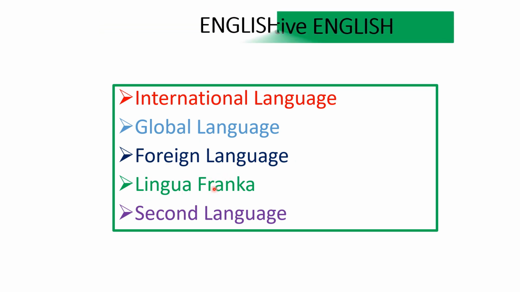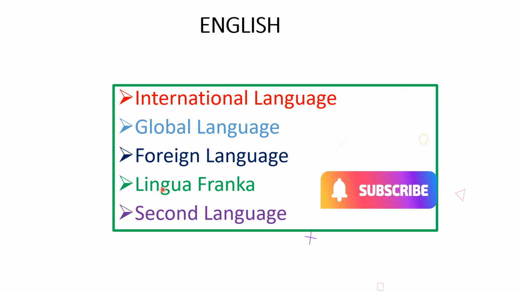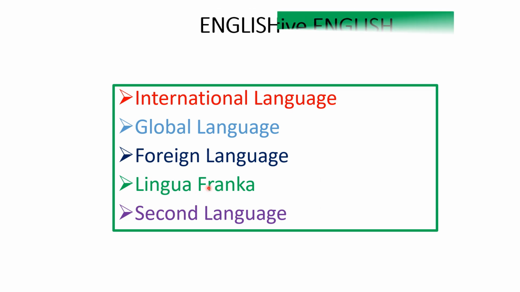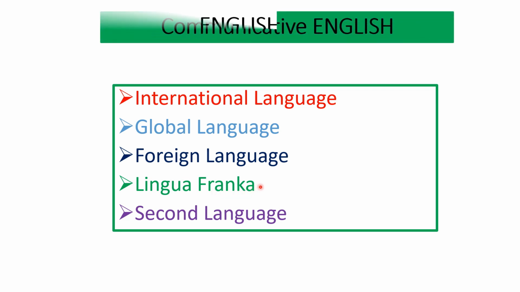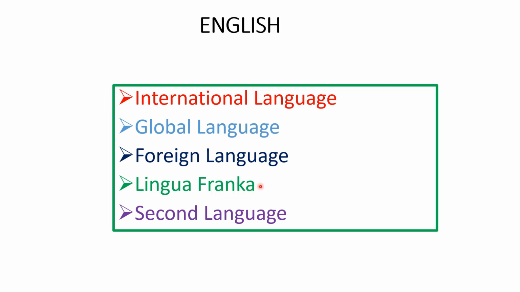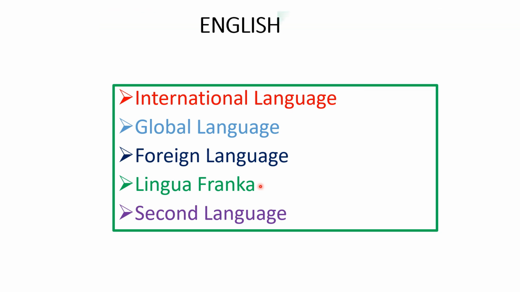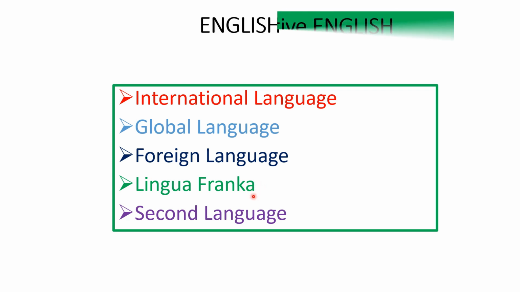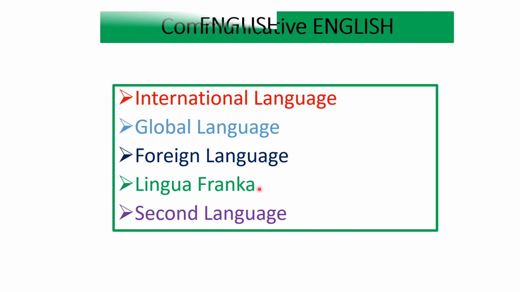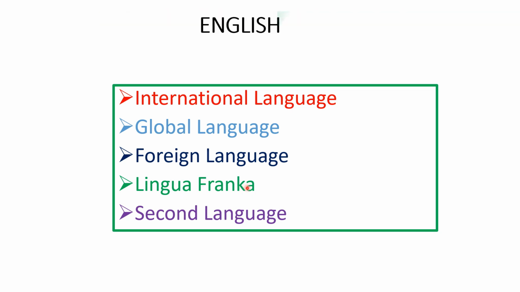And lingua franca. What does lingua mean? It is a French word. Lingua means mixed. Lingua franca means mixed language, that is Banglish. Sometimes we talk with our friends and we use some words in Bangla, sometimes words in English. This way we talk with our friends, with our common people, with our close relatives. Okay, such type of English we call lingua franca.